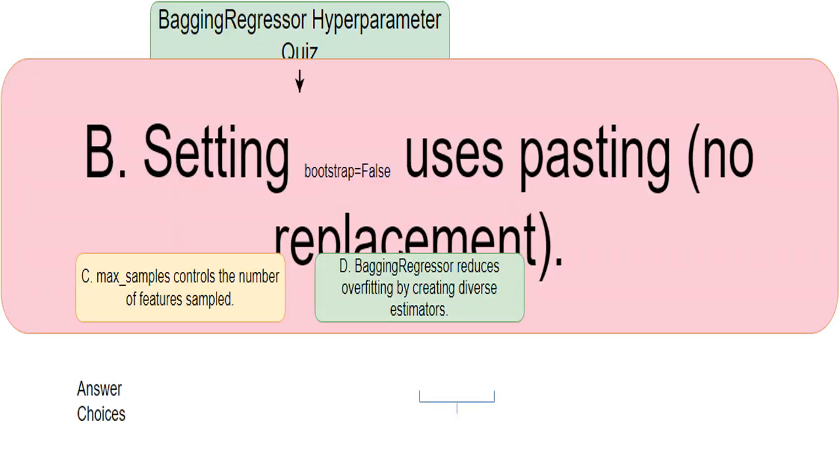Let's talk about bootstrap. Setting it to false means we're using pasting, which is a sampling method that doesn't allow replacement. Unlike bagging, where samples are drawn with replacement, each data point is used only once in each subset.